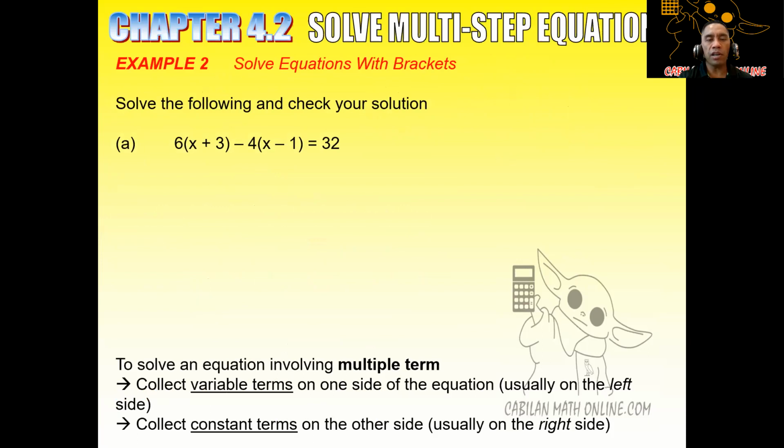Now what we want to do here is to distribute the numbers that are in front of the brackets, and you're going to see that once we do that, we're actually going to revisit something else that we saw from the previous chapter, which involves collecting like terms. So let's see what happens here.